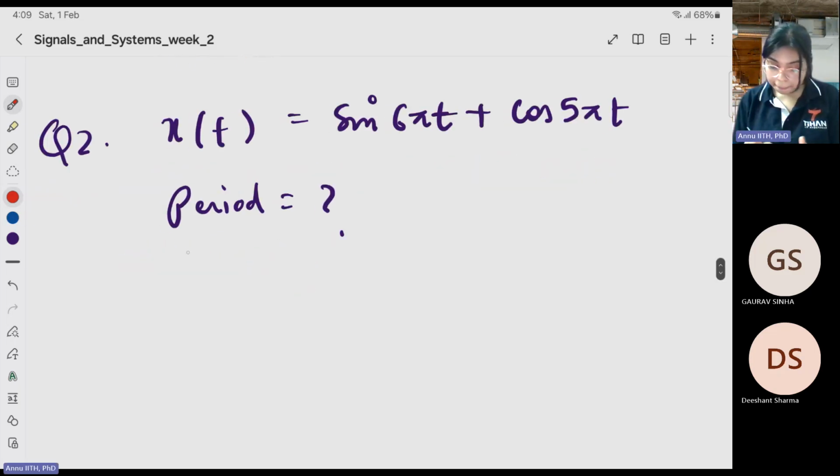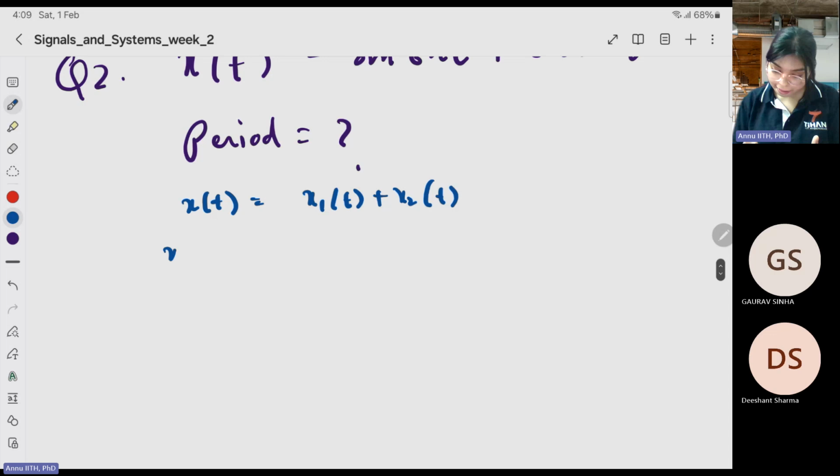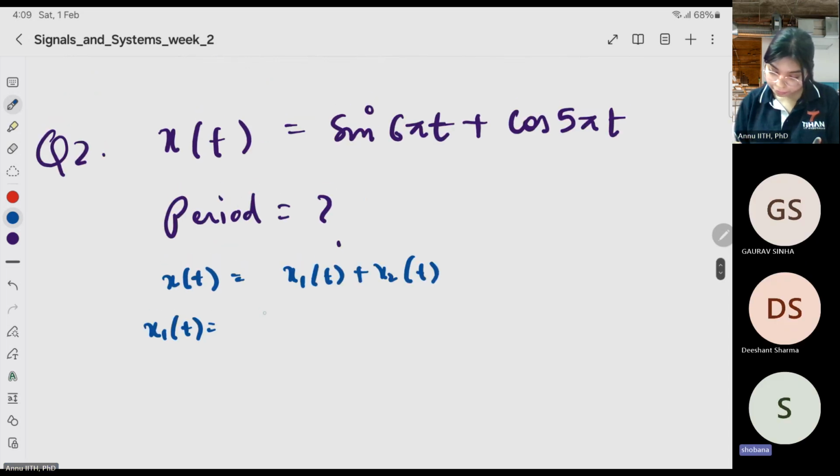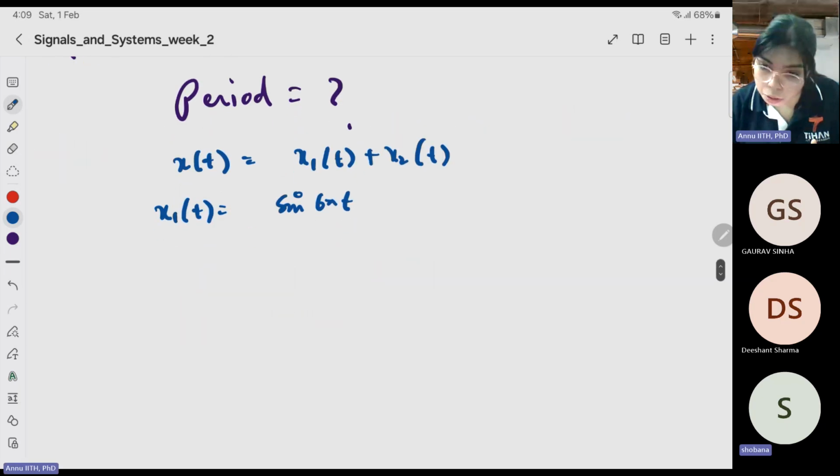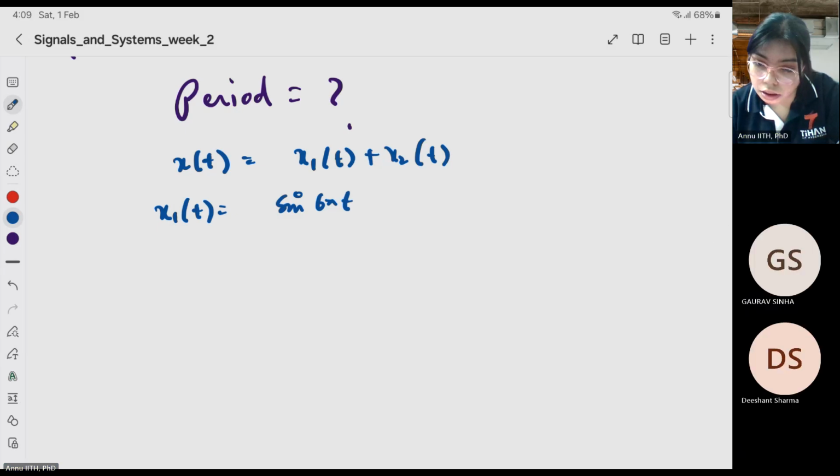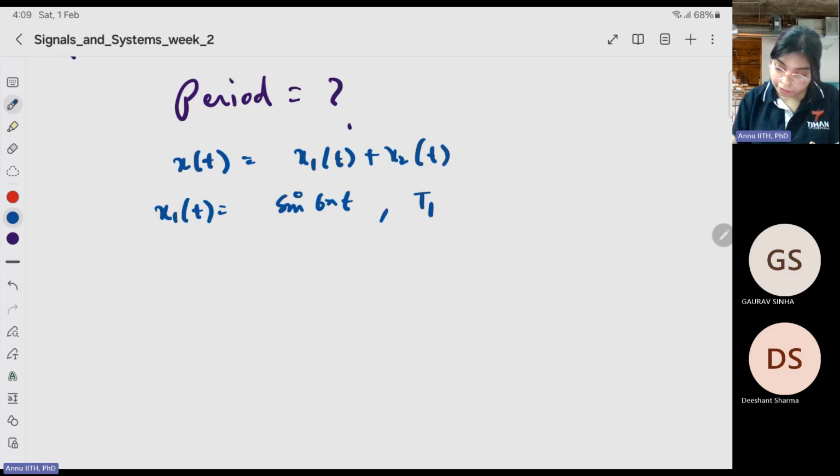Now, since x(t) is the sum of x1(t) plus x2(t), x1(t) is sine 6 pi t. Shobhana, can you please mute yourself? So we need to calculate T1. So the period for this x1 is 2 pi by 6 pi. Let's keep 2 pi by 6 pi only.